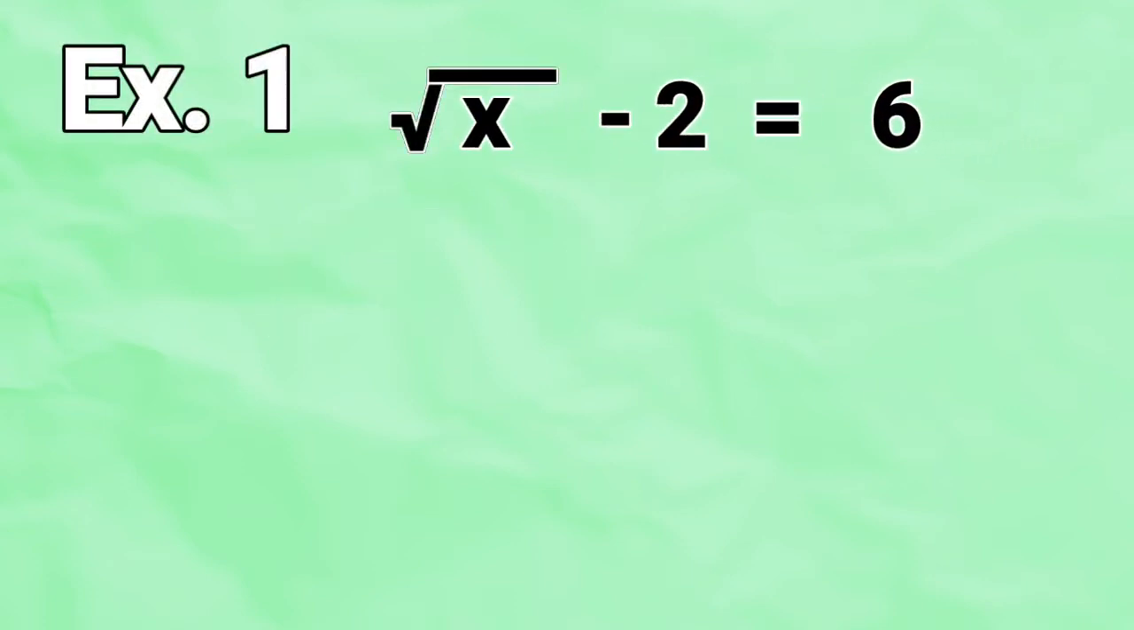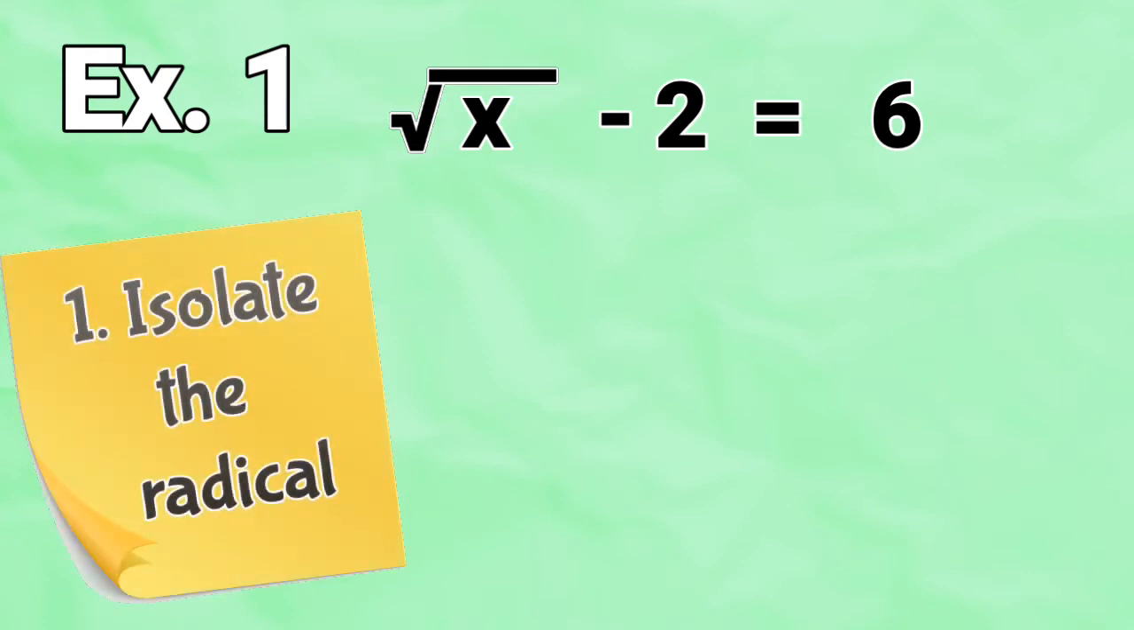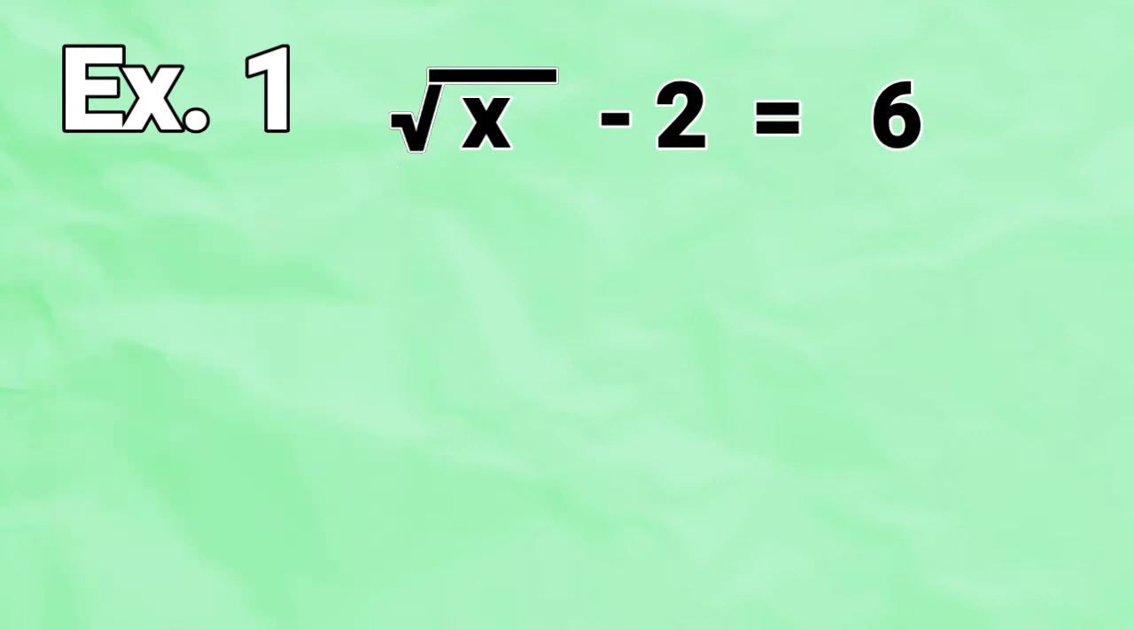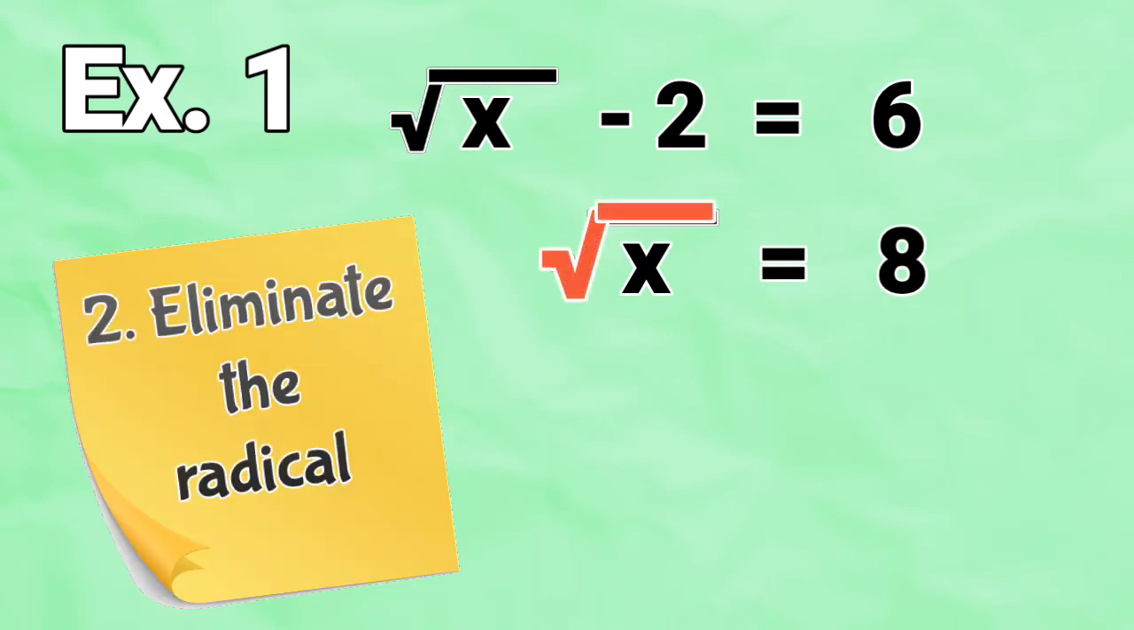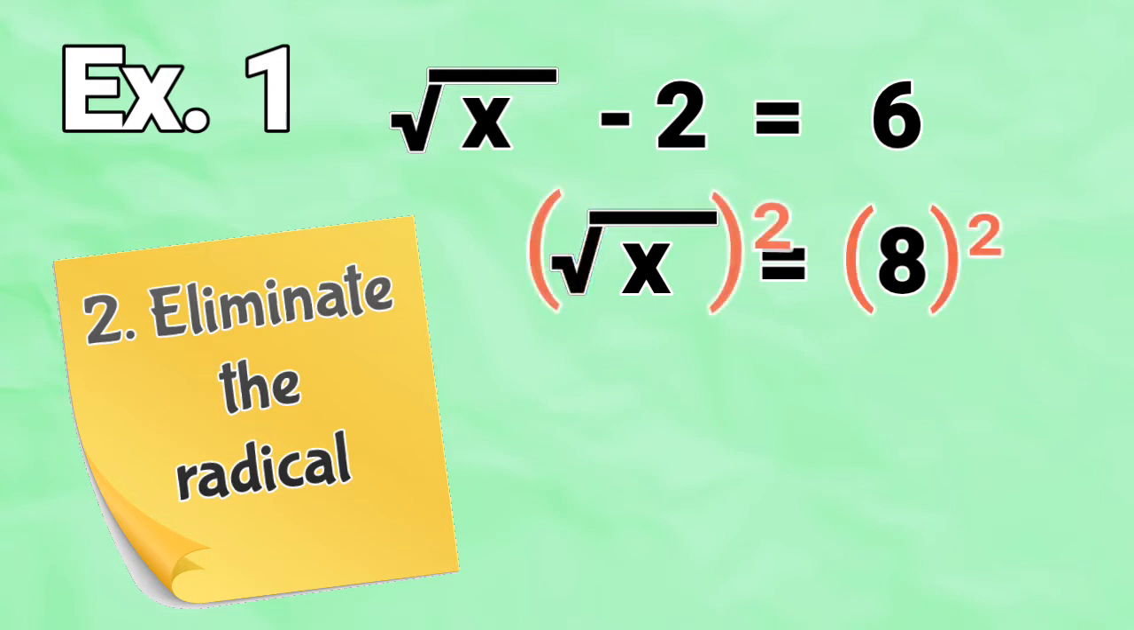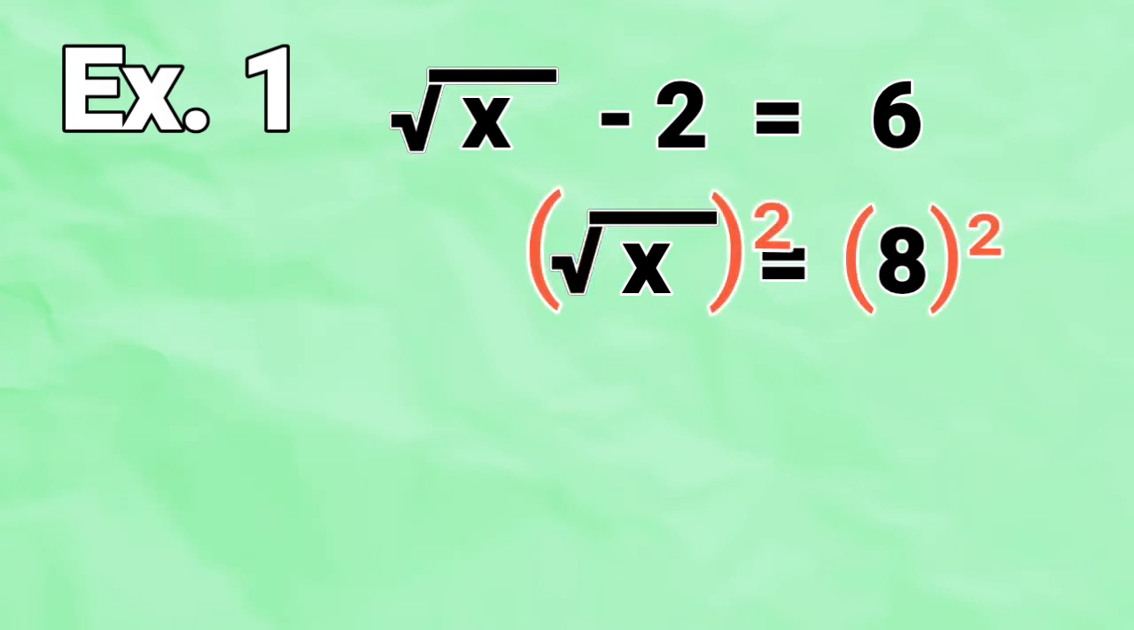We have the square root of x minus 2 equals 6. The first thing we always want to do when solving this type of equation is isolate the radical expression. So we'll add 2 to both sides of the equation. We have the square root of x is equal to 8. Our next step will be to eliminate the radical. So if we square both sides of the equation, we'll end up with x is equal to 64.